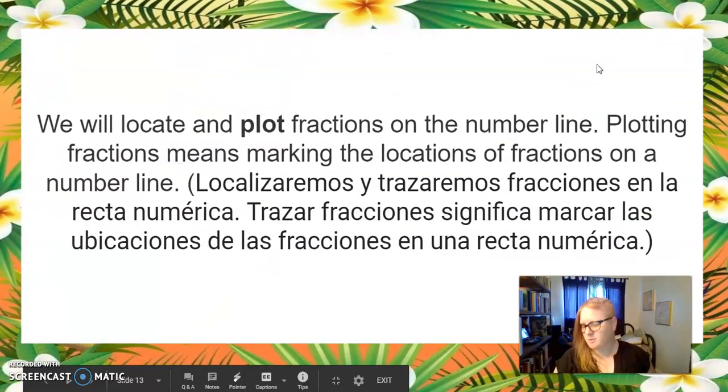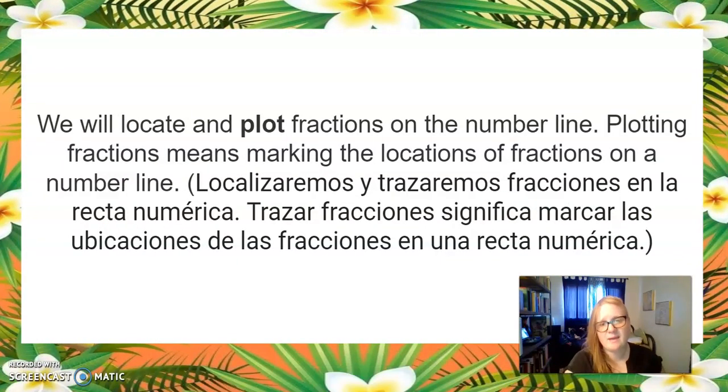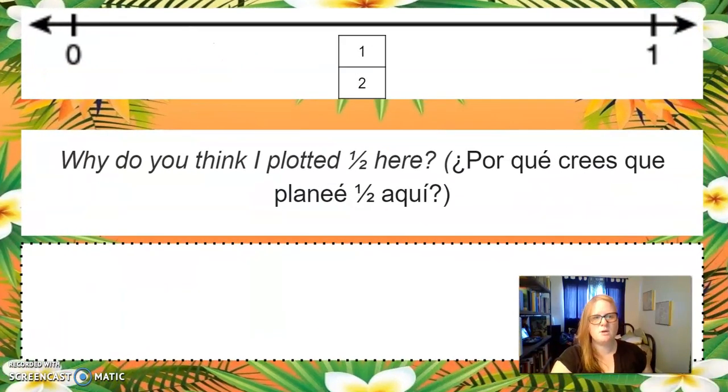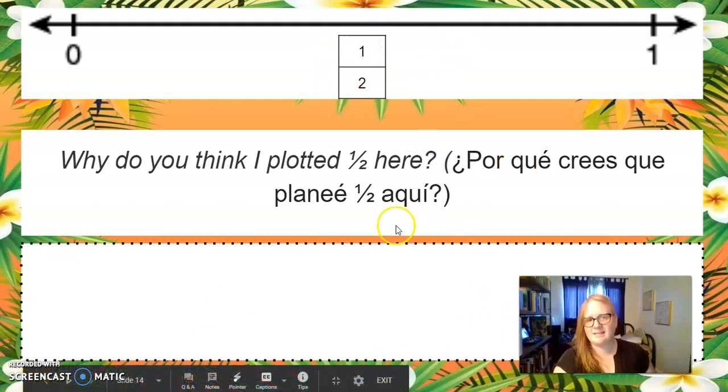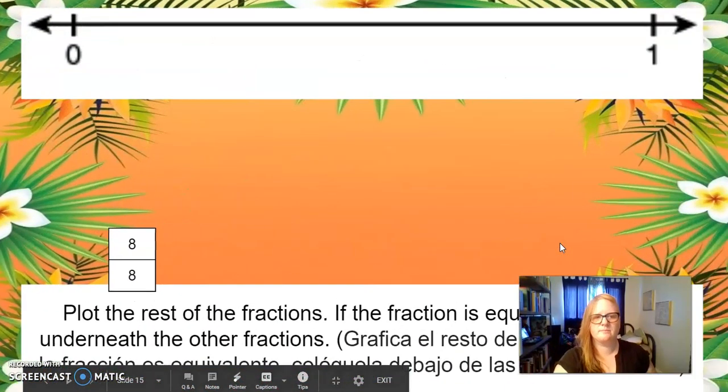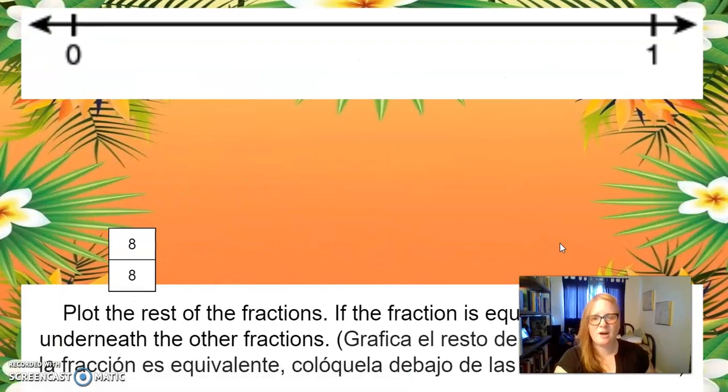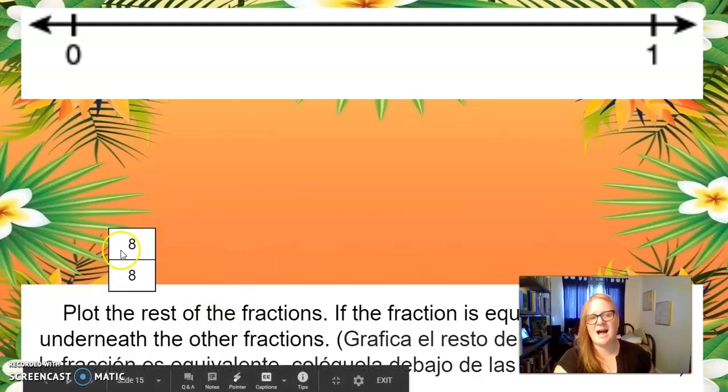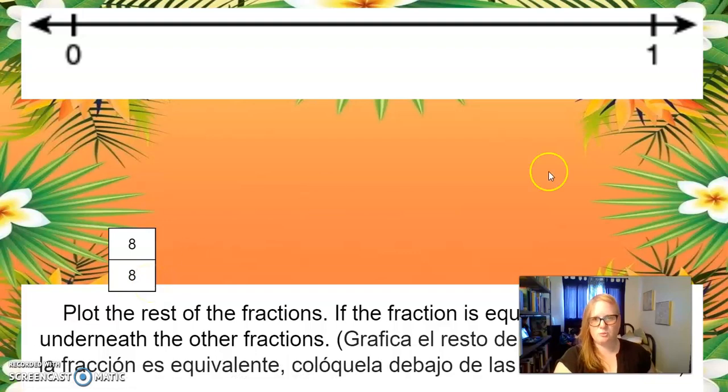Okay, so what we're going to do is we're going to locate and plot fractions on a number line. Plotting fractions means marking the locations of fractions on a number line. So why do you think I plotted half here? Go ahead and answer. Now what you need to do is plot the rest of the fractions. You have a lot of fractions within this bank, and you are going to plot them here on the number line.